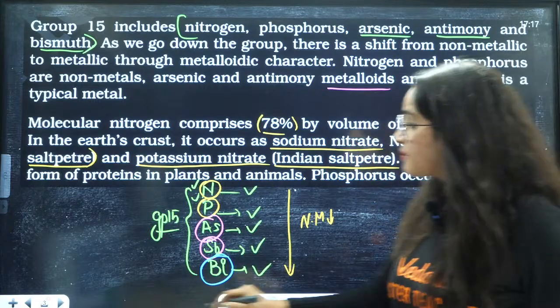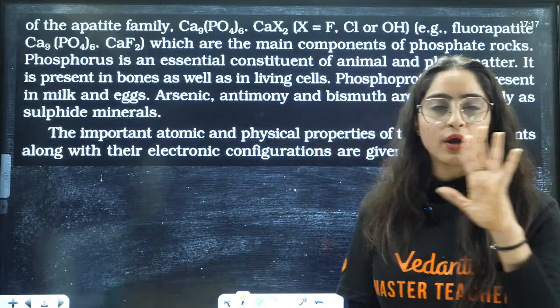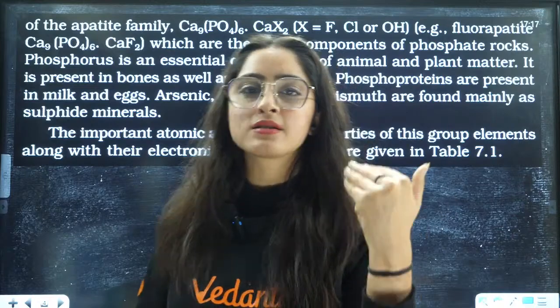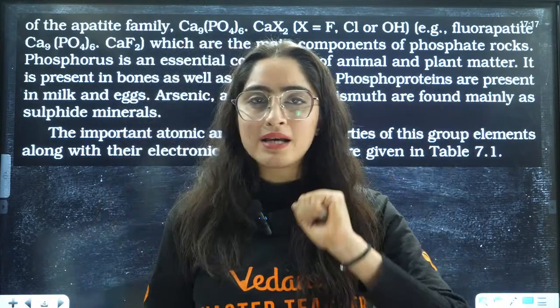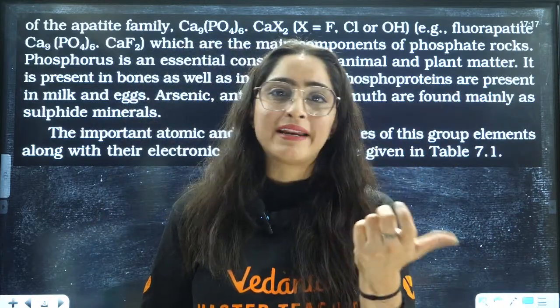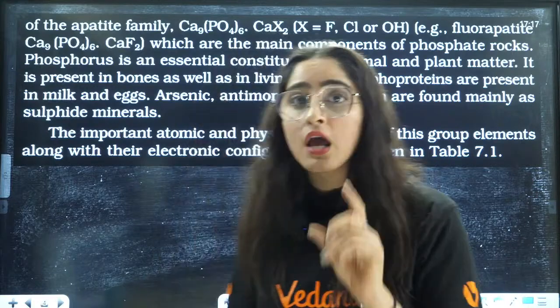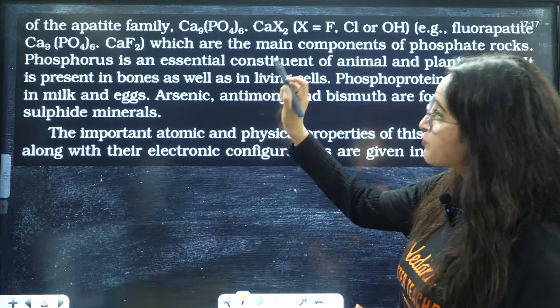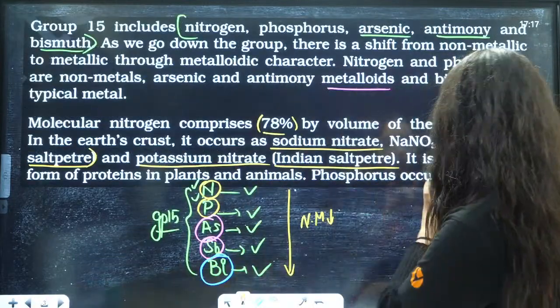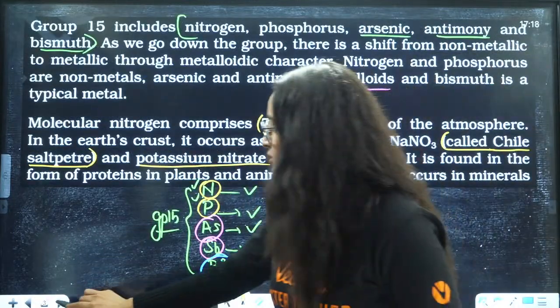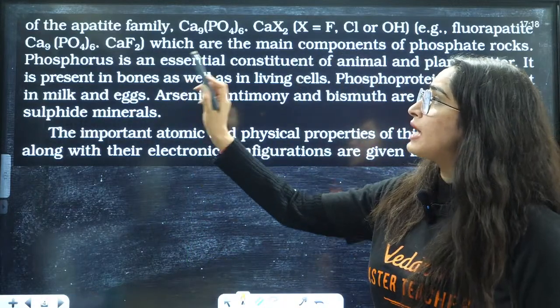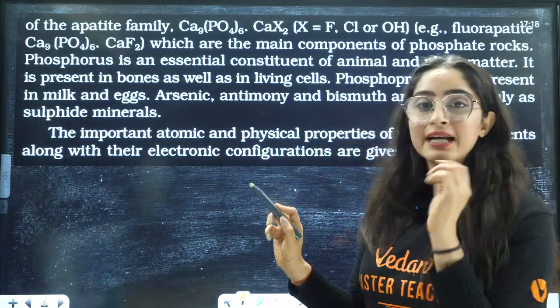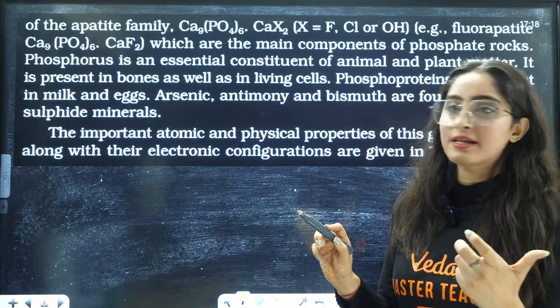Phosphorus occurs in minerals. Now we were talking about proteins. Basically they are made up of amino acids. In amino acids we have the NH2 group, that is, nitrogen is present. Let us talk about phosphorus. Phosphorus occurs in minerals. Which minerals? Of the apatite family. Let's talk about in which minerals it actually occurs.